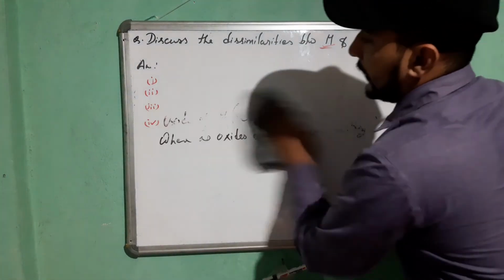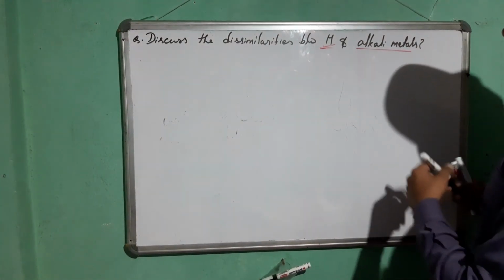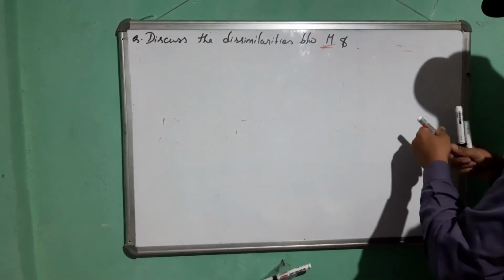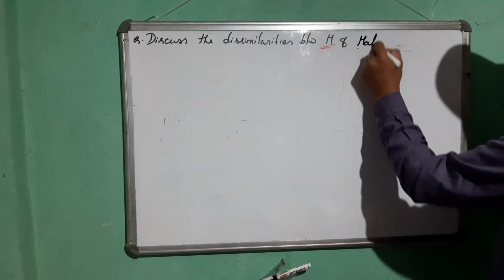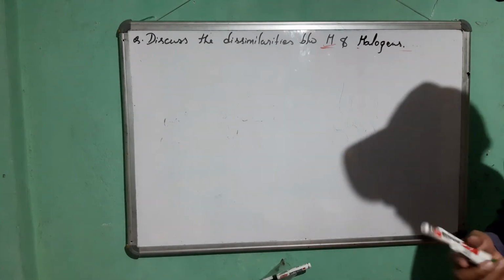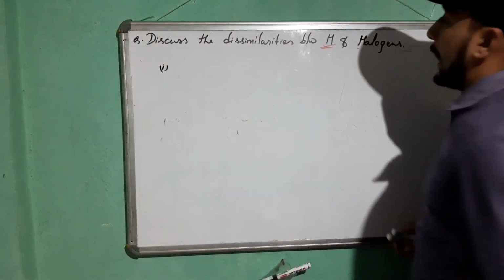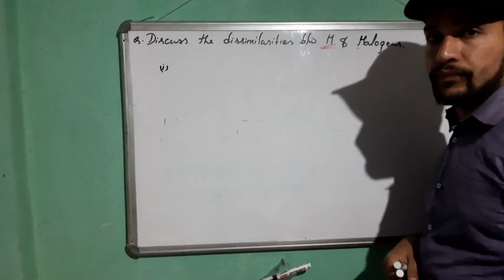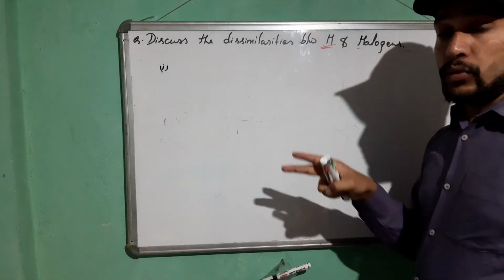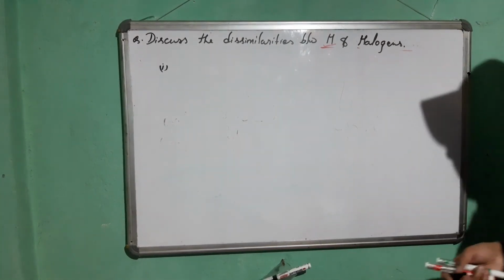Now, next question. Dissimilarities between hydrogen and halogens. Here instead of alkali metals, you make it halogens. Number 1, hydrogen has only one orbit, whereas halogens have more than one orbit. Fluorine has 2 orbits, chlorine has 3 orbits, and so on. Hydrogen has only one orbit.